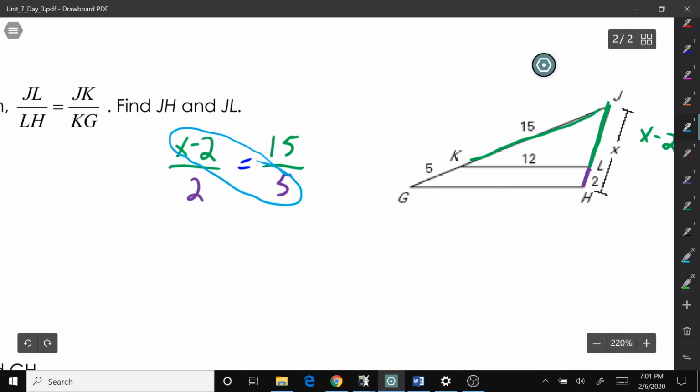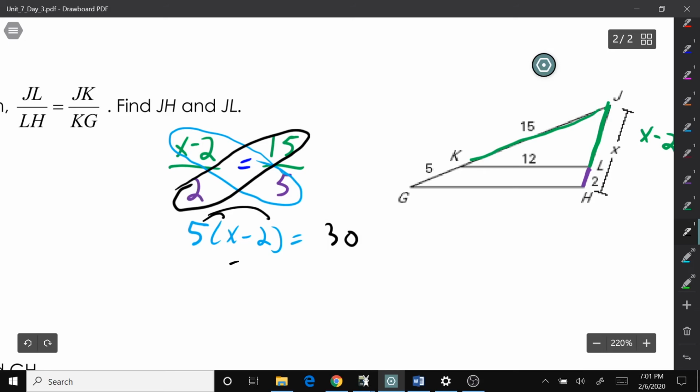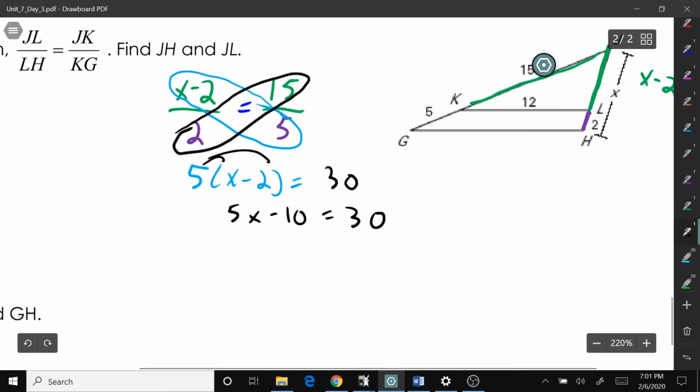So then we'll cross multiply. We'll get 5 times x minus 2 equals, we'll cross multiply in the other direction, 30. When we distribute the 5, we get 5x minus 10 equals 30. When we add 10 to both sides, that will give us 5x equals 40. And then we divide both sides by 5, x is equal to 8.